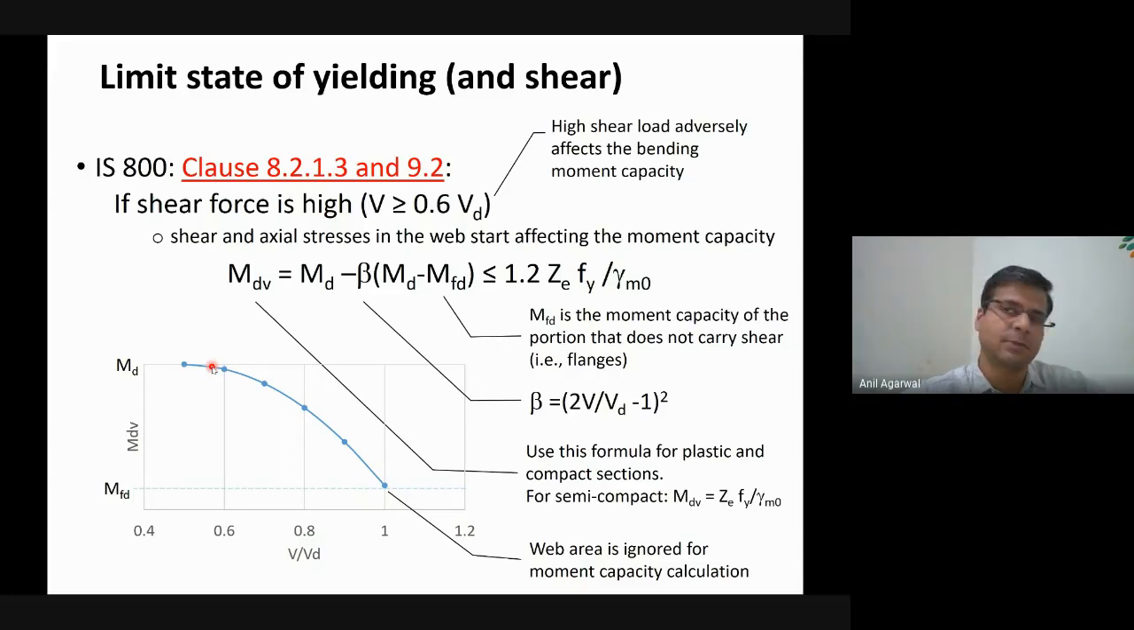Where does that number 60% come from? Again, I don't have an answer to that. All I can say is that it has been derived experimentally. And if it is in between 60% to 100%, then the variation is like this, which is given by this expression here. All right, fine.